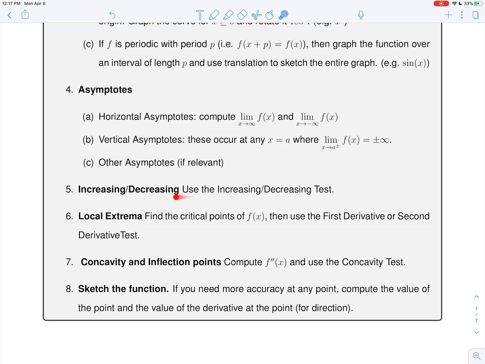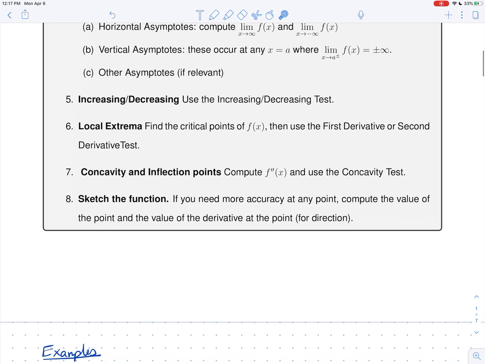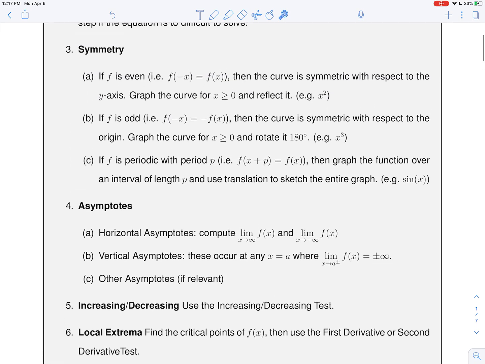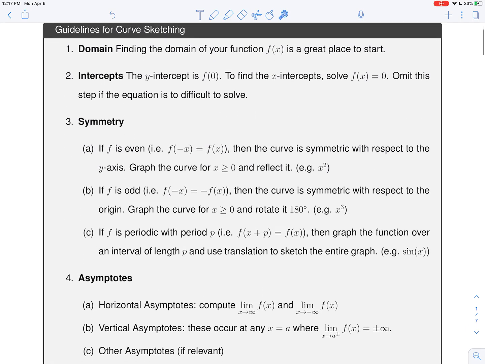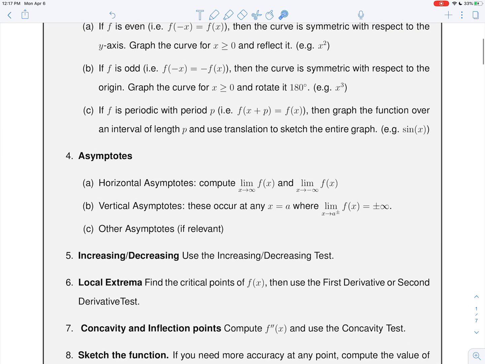You definitely want to make sure your graph accurately reflects where the function is increasing and decreasing, local extrema, concavity, and then you put it all together and you sketch the function. So that's just a quick walkthrough of the guidelines. And like I said, some of these will be more or less clear, and you have to do more or less work to figure them out.